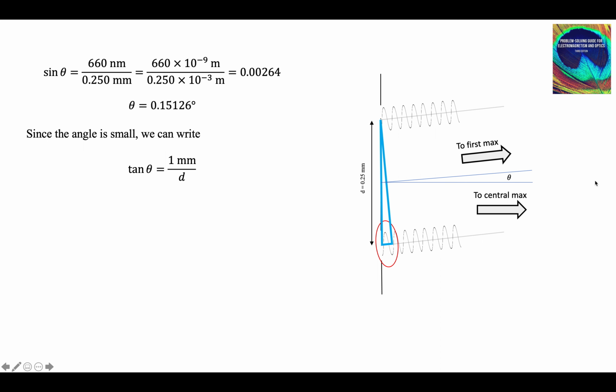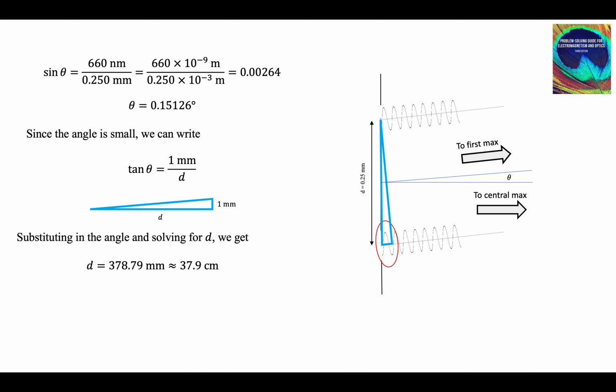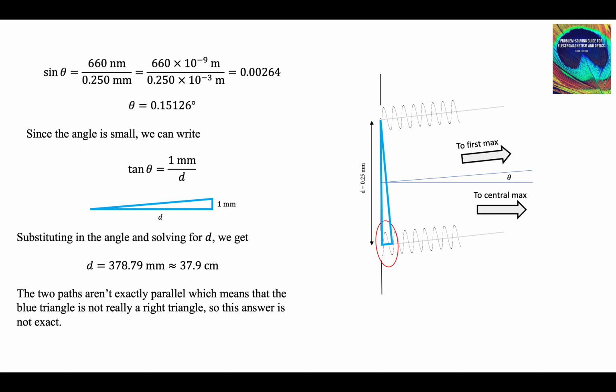And the adjacent side is the distance to the screen, which is what we're after. So tangent of this angle is 1 millimeter, the opposite side, divided by d. So there's the triangle, and we have the angle, so we can calculate it. 378.79 millimeters, which is about 38 centimeters. The two paths aren't exactly parallel, which means that the blue triangle is not really a right triangle, so this answer is not exact, but it is damn close.